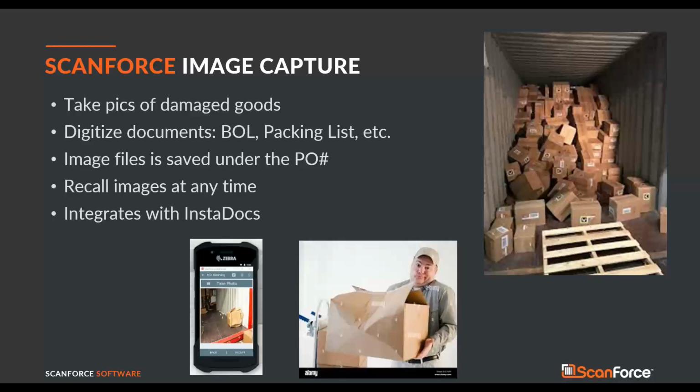You can just scan them because we're going to create a folder in Sage for you where you can save all this stuff. And the name of the picture file is going to be the purchase order number -010203, that sort of thing. So you take multiple pictures and they're recallable at any time, a day, a week, a month, a year later. So it's really easy to file a claim if you need to. And if you have Instadocs, this integrates perfectly. It's just going to be a thumbnail on the folder within the PO header file.